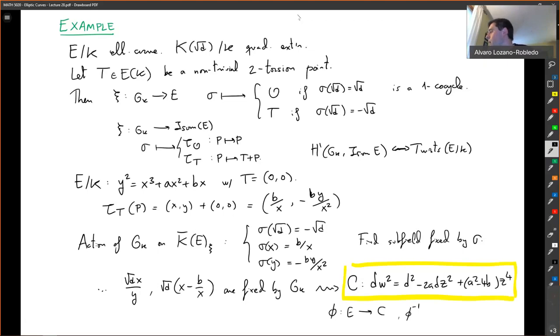All right, but now we're going to put together what we know about Selmer together with this. So let me, I think I need to add pages.